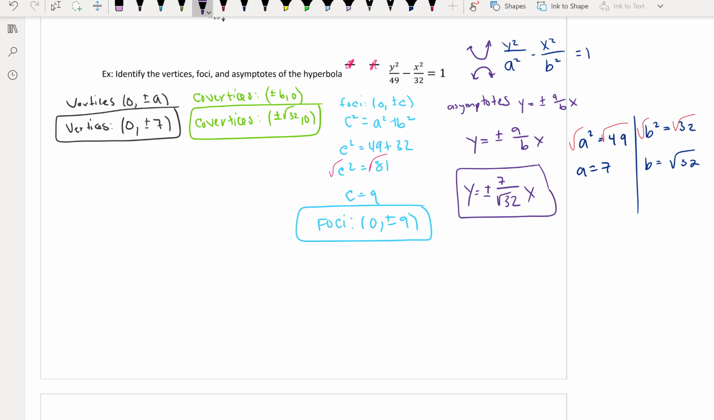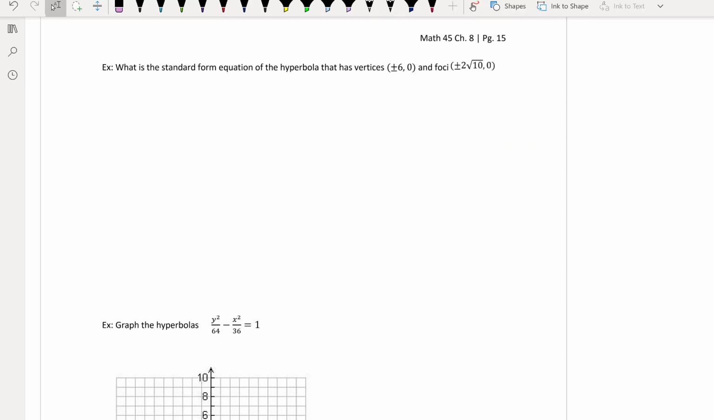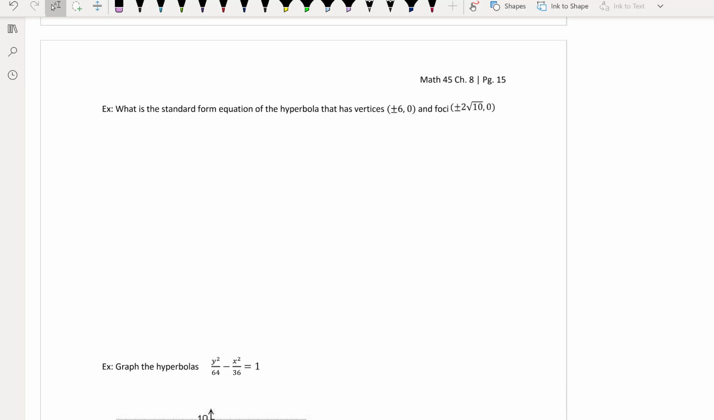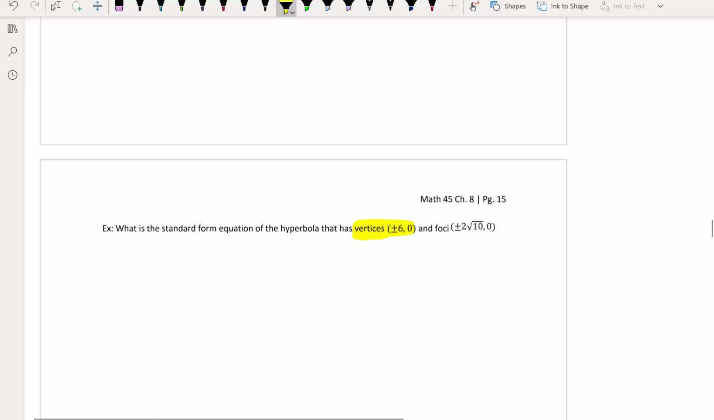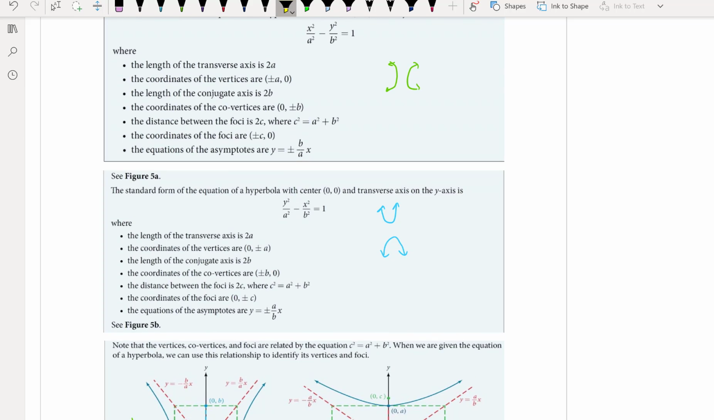So let's go ahead and look at the next example. It says, what is the standard form equation of the hyperbola that has these vertices and these foci? So what helps us is the location of the vertices. Since the vertices have an x value of plus or minus 6 and the y value is 0, that's going to help us to determine the general form. So again, I'm going to refer back to this page. This page is really helpful. So let's look at these vertices.